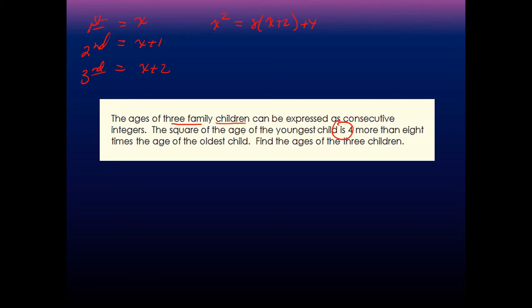All right, that's it. The square of the age of the youngest child is 4 more than 8 times the age of the oldest child. That looks pretty good. Find the age of the children. Okay, let's do it. Solve it. X squared equals 8x plus 16 plus 4. Distribute. I'm going to bring everything to this side. X squared minus 8x minus 20 equals 0.